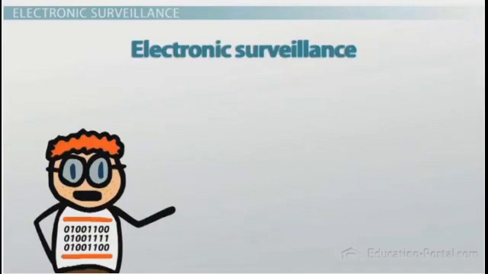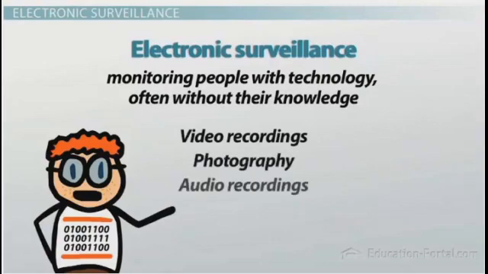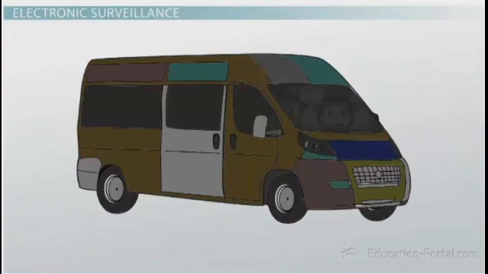Electronic surveillance involves monitoring people with technology often without their knowledge. Video recordings, photography, and audio recordings are common electronic surveillance techniques. Detectives Brown and Smith photograph everyone going in and out of the suspect building. They will use the photographs to identify the key players in the crime ring.